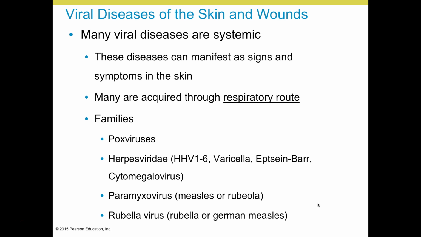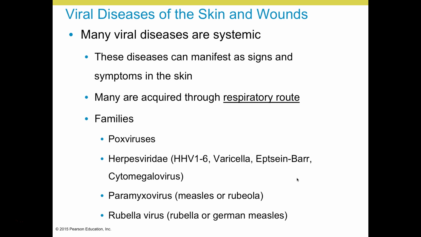Okay, now we're going to start with the viral diseases of the skin and wounds. Many of these viral diseases happen to be systemic. So you know what that means, systemic. It can spread throughout the body. They manifest as signs and symptoms in the skin. However, there are many that go through your respiratory route first, meaning the lungs.